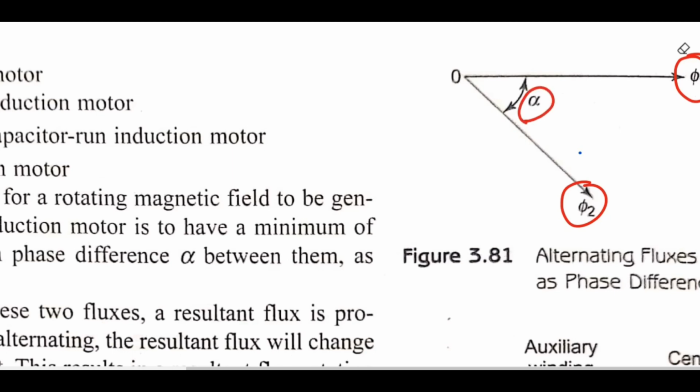Due to the interaction of these two fluxes, phi 1 and phi 2, a resultant flux is produced. Since these fluxes are alternating, the resultant flux will change its direction at every instant. This results in the resultant flux rotating in a particular direction. Therefore, in all types of single phase induction motors, suitable arrangements are made to generate an additional flux so that the required rotating magnetic field is produced.